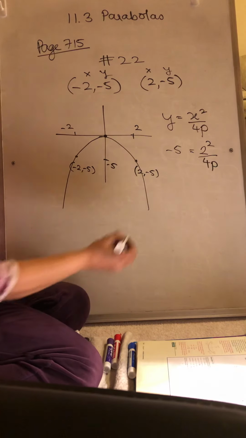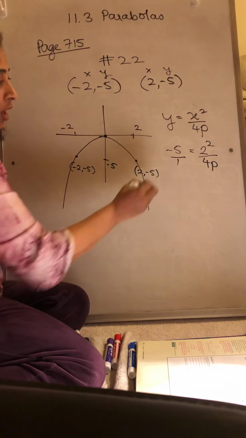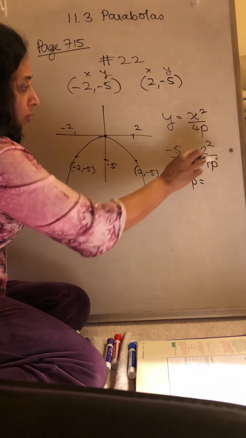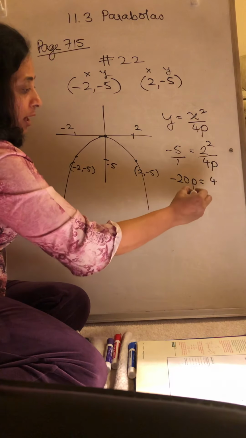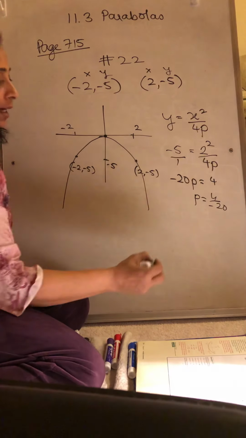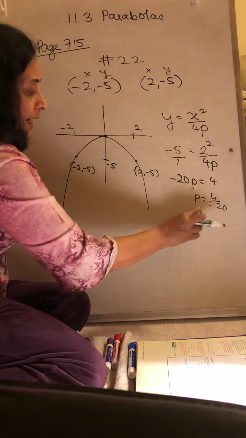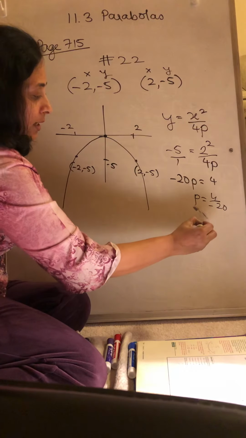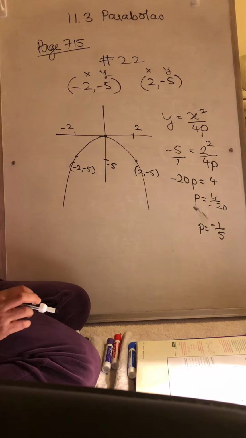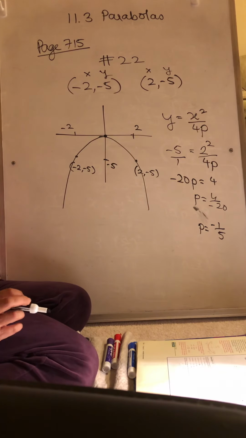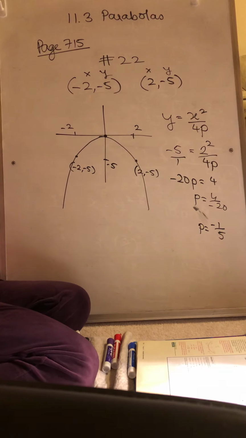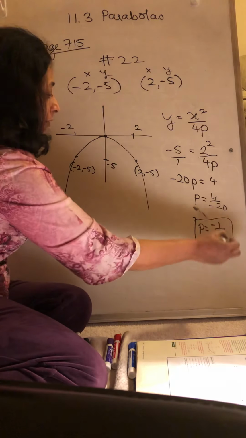I want to find the p, right? So cross multiply. -5 times 4p equals 1 times 4. P is going to be what? Divide by -20 on both sides. I get p equals -1 over 5. This is 22. Let me just make sure. P equals -1 over 5.